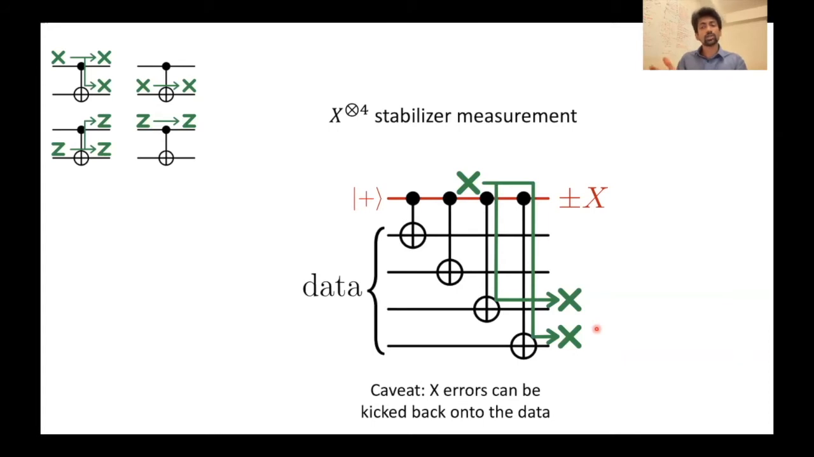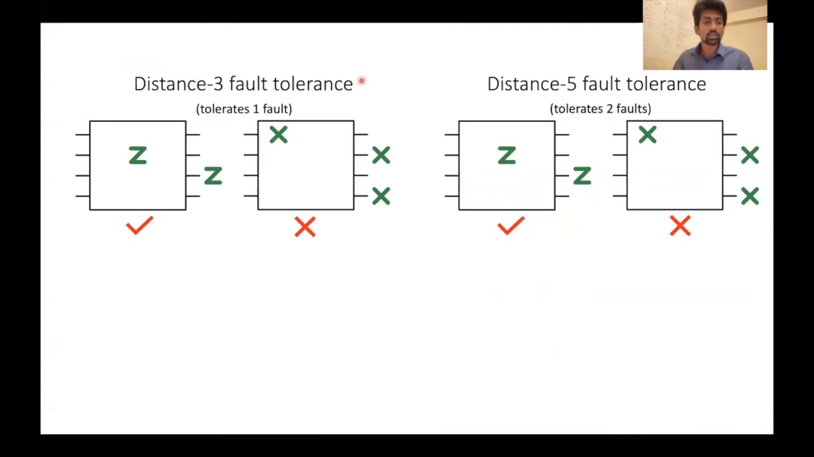So if we use extra qubits, you can perform fault-tolerant error correction. But fault tolerance, like how many faults do we need to tolerate? Well, it depends on the application. If we're looking at just distance 3 fault tolerance, we're just looking to tolerate one fault. But for distance 5 fault tolerance, we're looking to tolerate 2 faults.